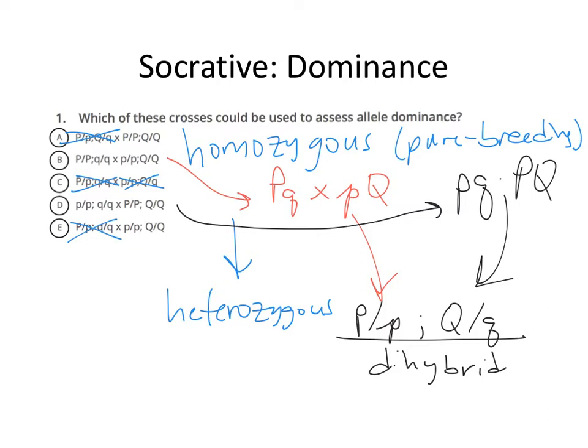Any questions about this? So the parents have to be homozygous. They need to be pure breeding. The other requirement is that they have to produce, depending on how many loci you're looking at, a monohybrid or a dihybrid offspring only.